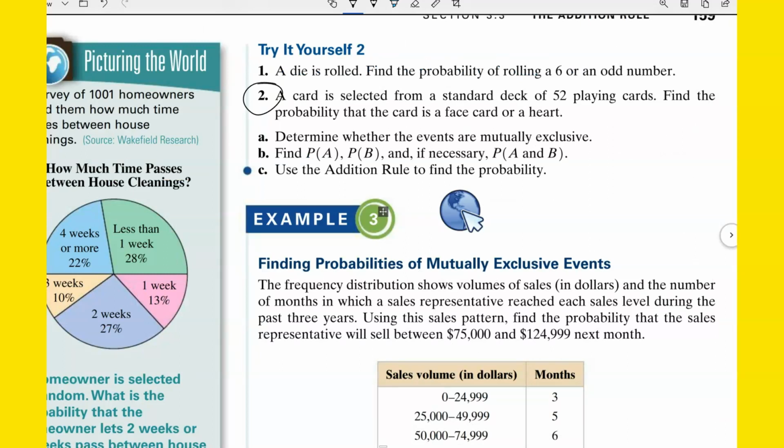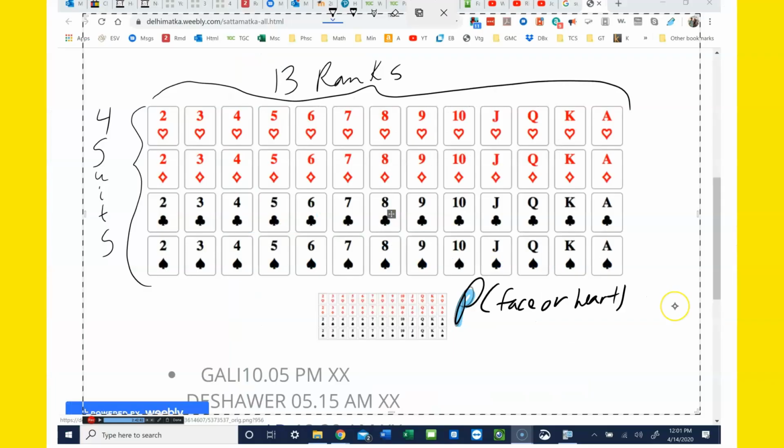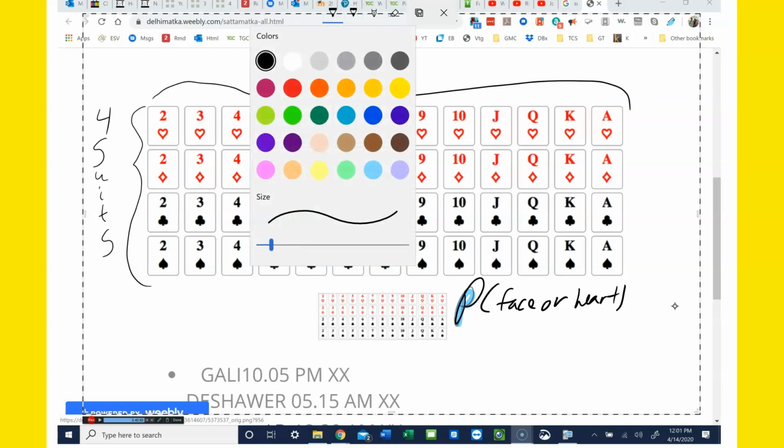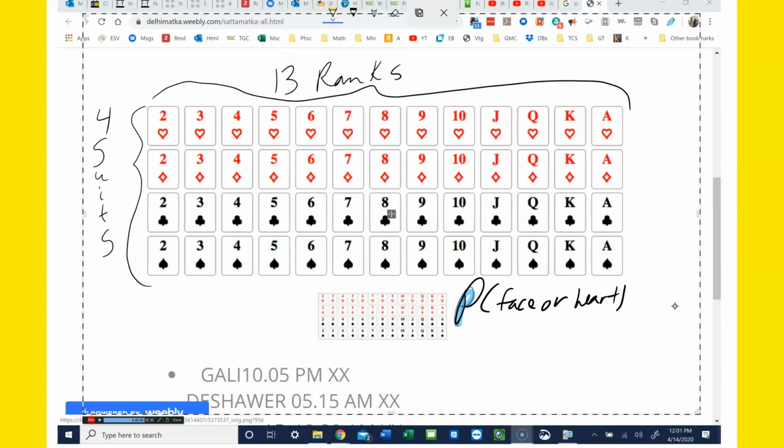Okay, a card is selected from a standard deck of 52. Find the probability that the card is a face card or a heart. All right, a face card. Looking back at our picture here so you can get a good feel for it, the face cards are, let's see if I can highlight them, all of these.